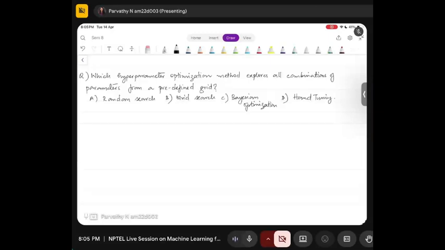This hyperparameter optimization method explores all possible combinations of parameter values from a predefined grid: random search, grid search, Bayesian optimization, and tuning.